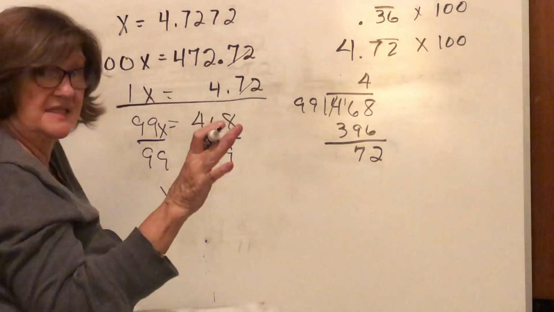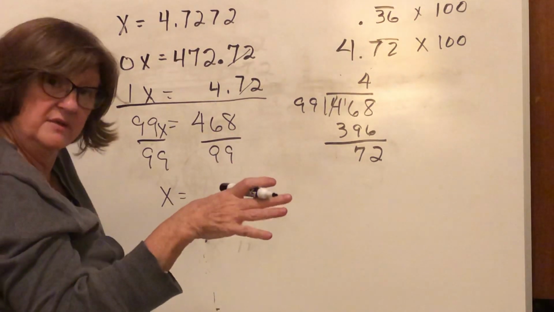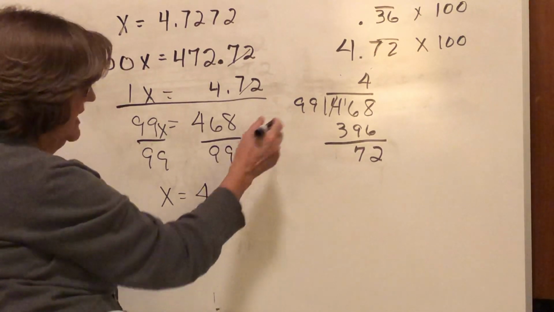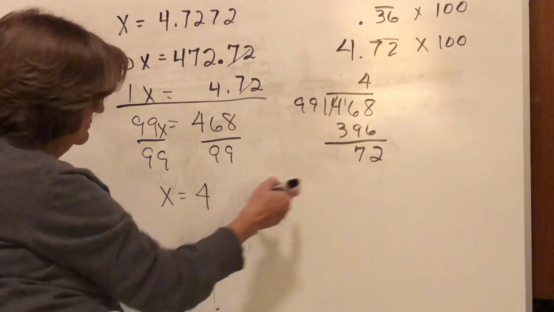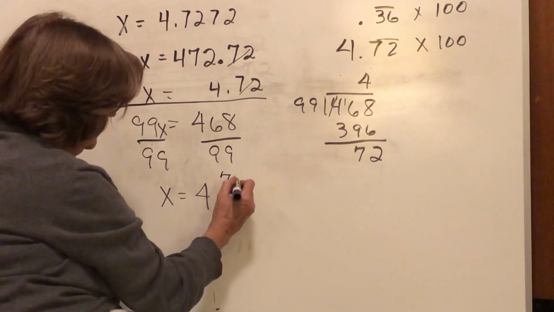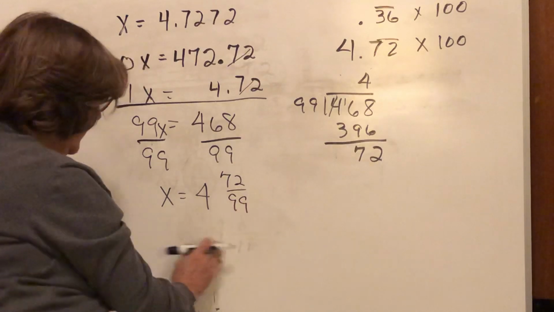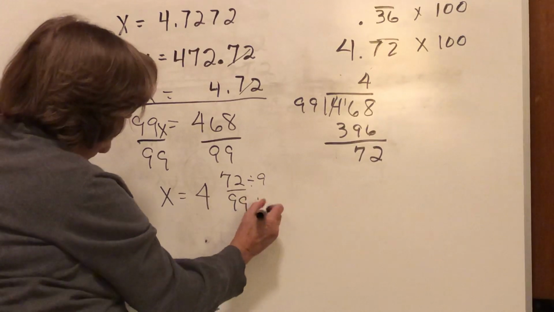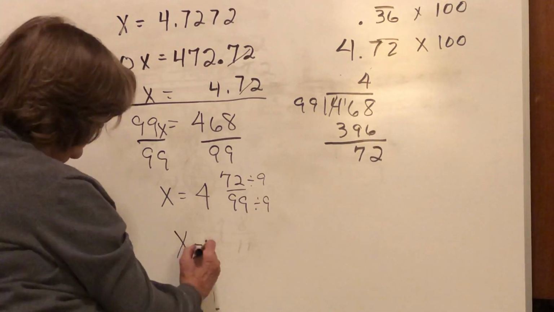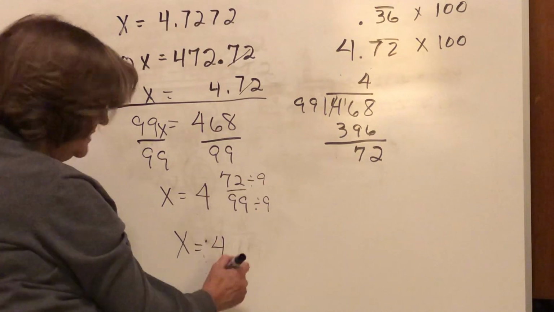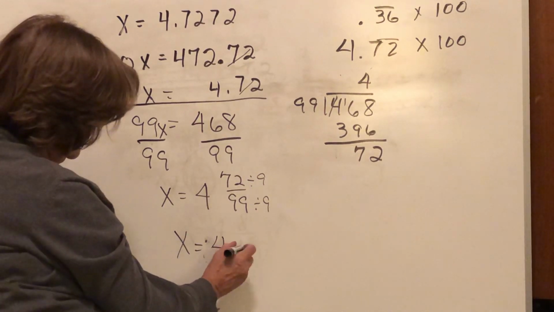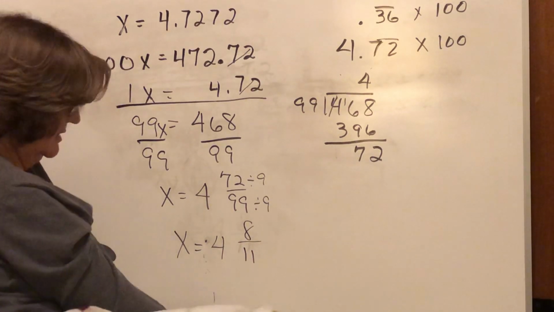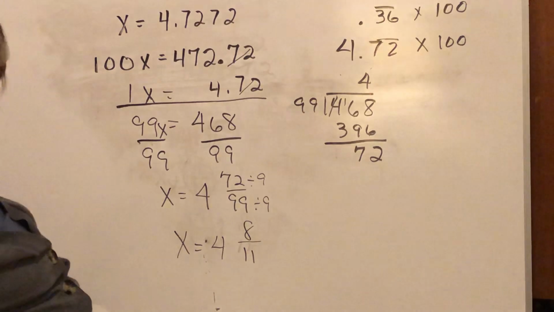So this is simple stuff, guys. You do not need a calculator to do this. So I've got my 4, there's my mixed number, and then I have 4 and my remainder, which is 72 over 99, and that's definitely not in simplest form. So I'm going to divide the top by 9, divide the bottom by 9, and x is equal to 4. 72 divided by 9 is going to be 8, and 99 divided by 9 is 11, so 8/11. So we're good. I hope that was perfectly clear.